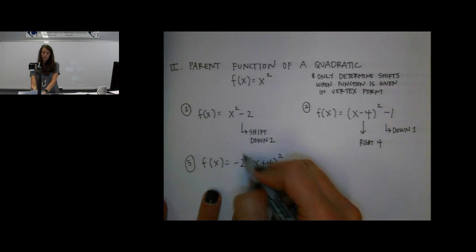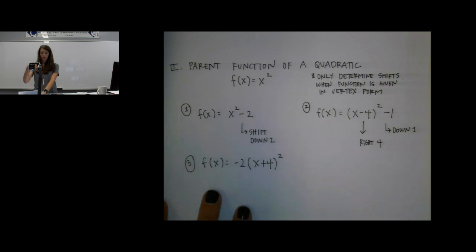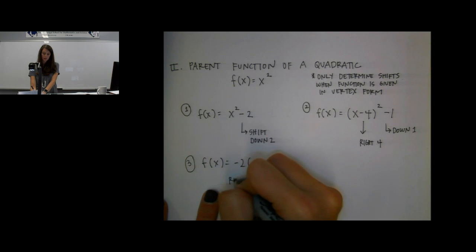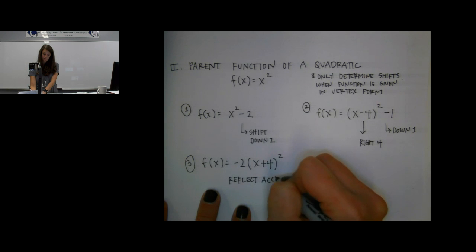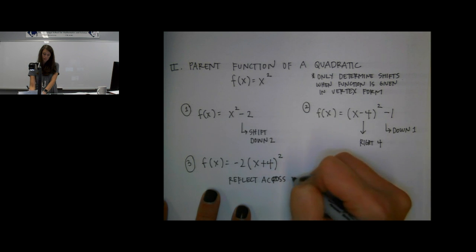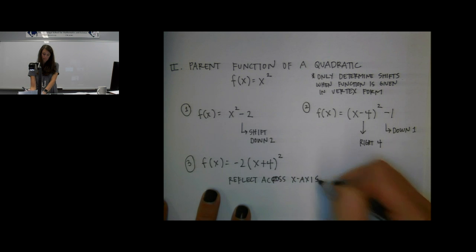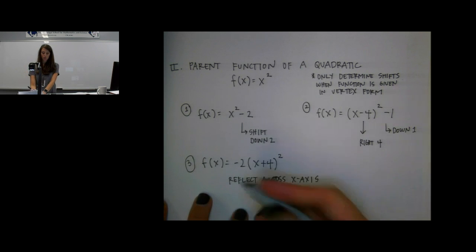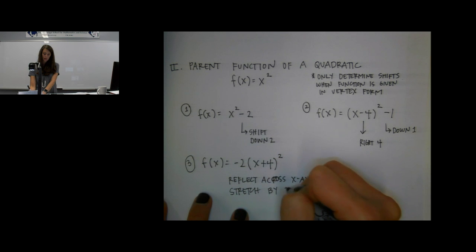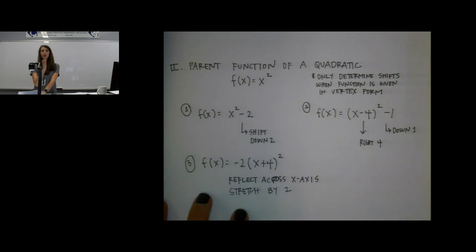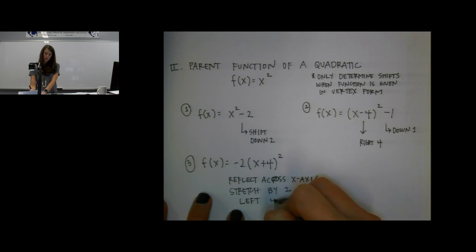This negative 2 on the outside means I'm going to open what? I'm going to reflect, so I'm going to be opening down. So I'm going to reflect across the x-axis. I'm going to stretch by 2, so I'm stretching my u out. And I'm going to move to the left 4, because that plus 4 means I'm going to move to the left 4 units.